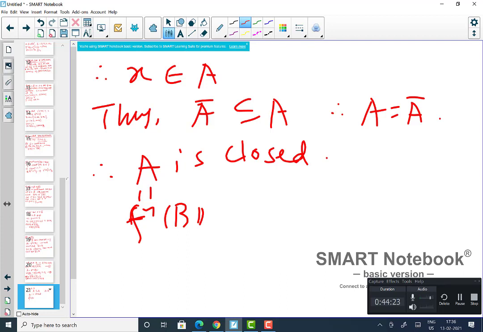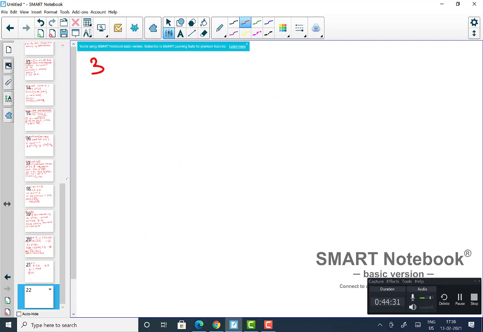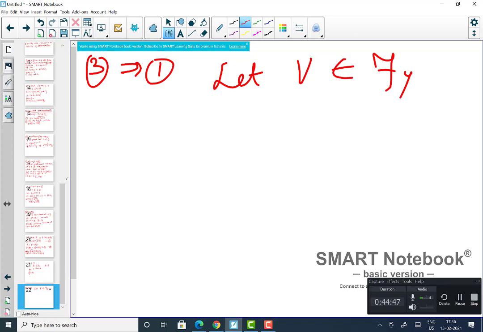Okay, and now finally we just need to prove that 3 implies 1, and then I am done. So for 3 implies 1, what do I need to prove? I know that the pullback of a closed set is closed. I need to prove that the pullback of an open set is open. And this is simple. You just take V belonging to the open sets of Y, say tau of Y, and obviously that means Y minus V is a closed set. So let me write down, this is B, a closed set in Y.